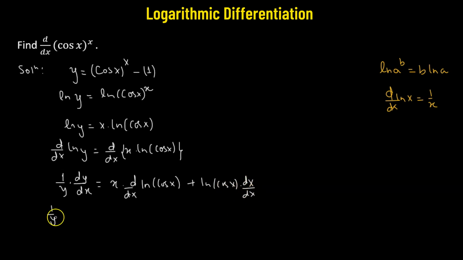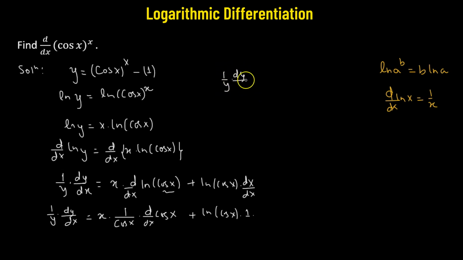So we have 1 over y times the derivative of y with respect to x equals x times the derivative of natural log of cosine of x, so that will be 1 over cosine of x. But since we have a cosine of x function instead of x, we will multiply it by the derivative with respect to x of cosine of x. So this will be the chain rule, plus log of cosine of x multiplied by the derivative of x with respect to x. That's simply 1. Now this gives us 1 over y times the derivative of y with respect to x equals x times x divided by cosine of x, and the derivative of the cosine function is negative sine x, plus log of cosine of x.